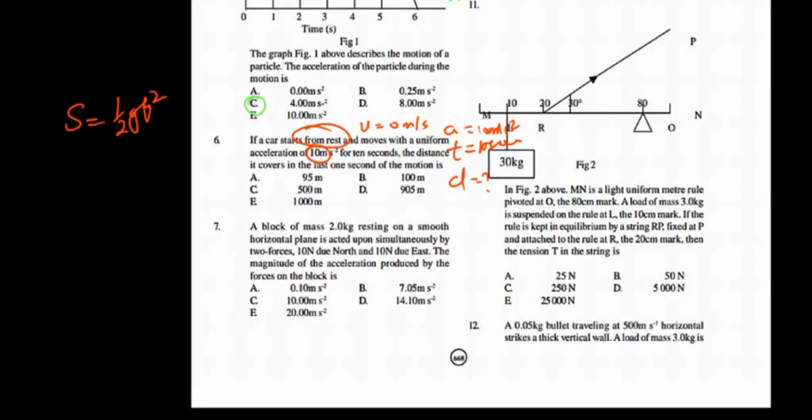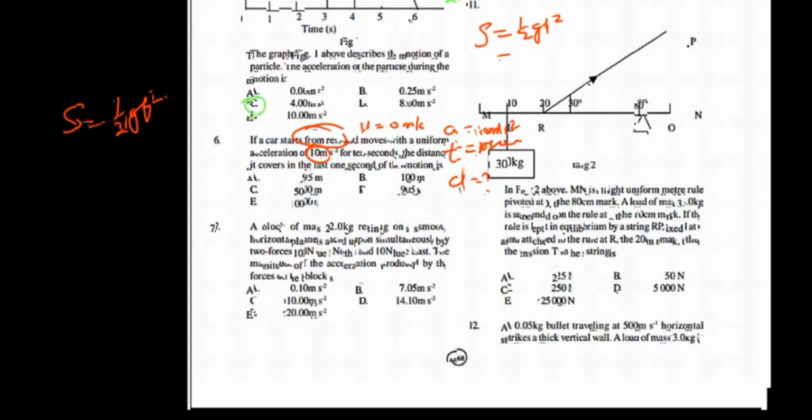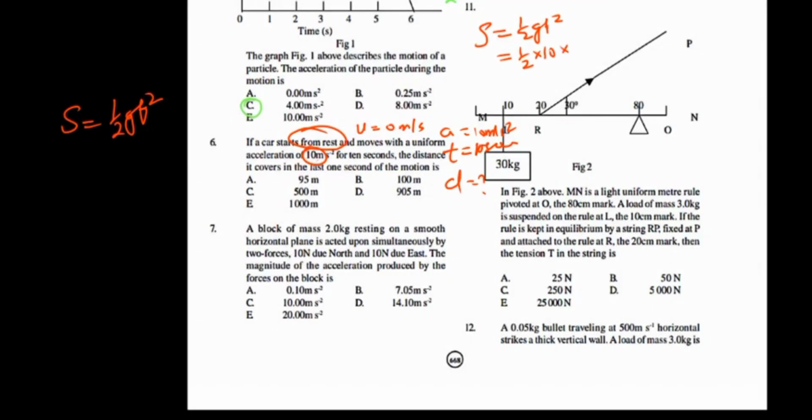Now the first distance is 500 meters, and that's for the 10 seconds. Now they say we should find the distance that it covers in the last 1 second. So the last 1 second means 10 seconds minus 1, which gives you 9 seconds. So we are going to be using 9 seconds now. The distance at 9 seconds will be 1 over 2 g t squared, right? So we have 1 over 2 times 10 times 9 squared, and half of 10 gives you 5. So 5 times 81, what are you going to have? 405. Yes, from our calculator we have 405 meters.